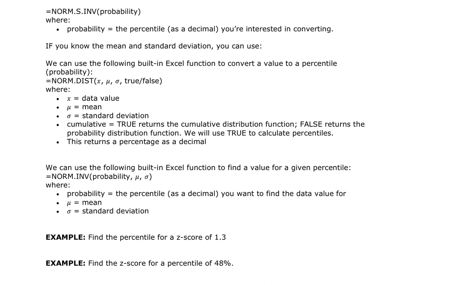And if I want to find my z-score, then I'll use NORM.INV. This is when I don't have the mean equal to 0. I will enter my probability, which is a percentile as a decimal. I will need my mean, and I will need to know my standard deviation.